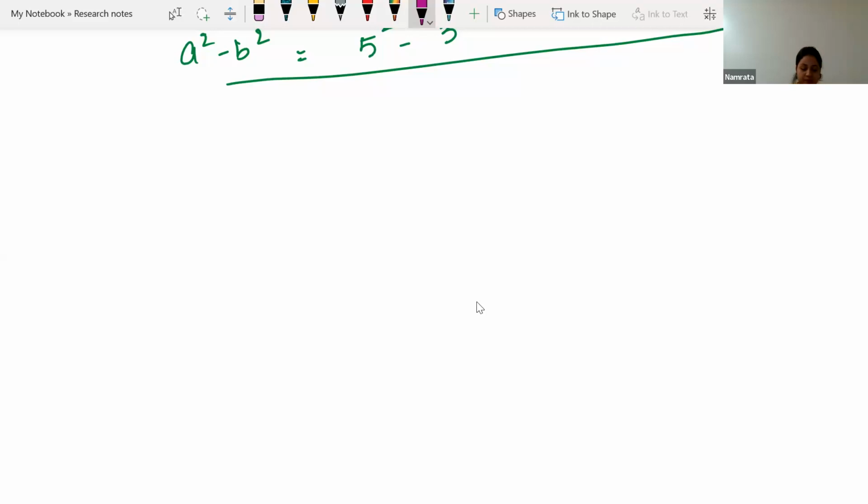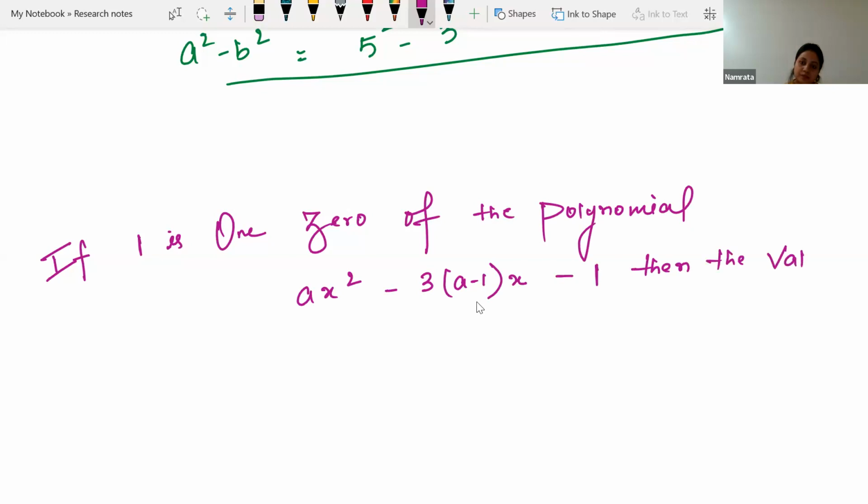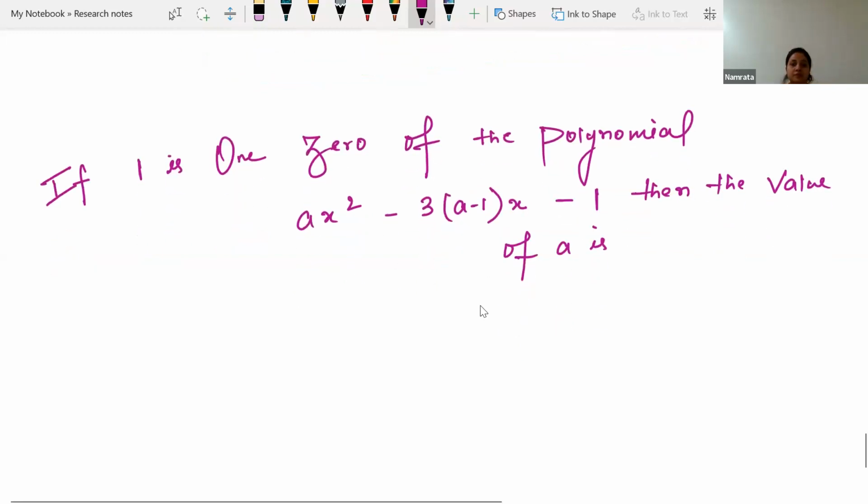Just a moment. Okay. So the next question is, if 1 is 1 zero of the polynomial ax square minus 3 times a minus 1 x minus 1, then the value of a. Do it and let me know the answer.